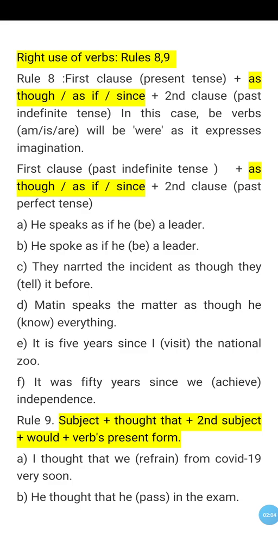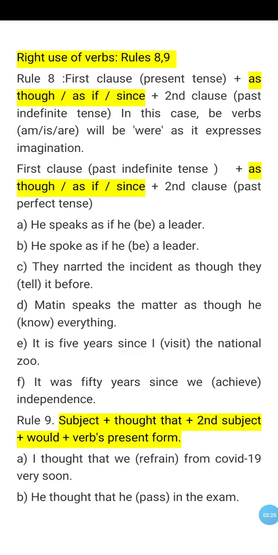Example B. He spoke as if he be a leader. Students, you find the first clause in past indefinite tense here, so the second clause will be past perfect tense, and the answer will be he had been a leader.